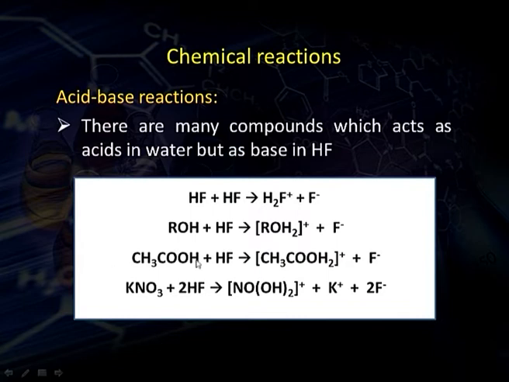For example, we have here HF plus HF, this is simple auto-ionization reaction, it gives a fluoronium ion and a fluoride ion. Then we have ROH, this is alcohol, plus HF; this alcohol will accept a proton from HF and it will give ROH2 positive plus the fluoride ion. Next we have acetic acid, which is again an acid in water, but in HF it accepts proton to form CH3COOH2 positive plus a fluoride ion. KNO3 again reacts with HF and behaves as a base and forms NO(OH)2 positive plus potassium ion and the fluoride ion.